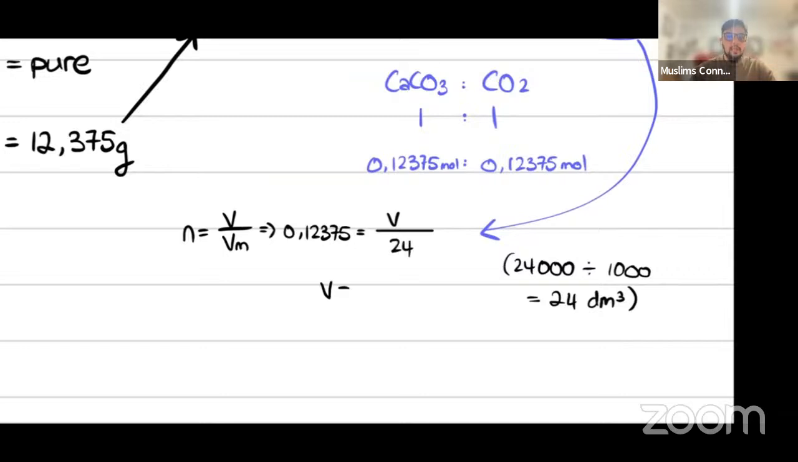When we do this calculation, we get an answer of 0,12375 times 24, 2,97.